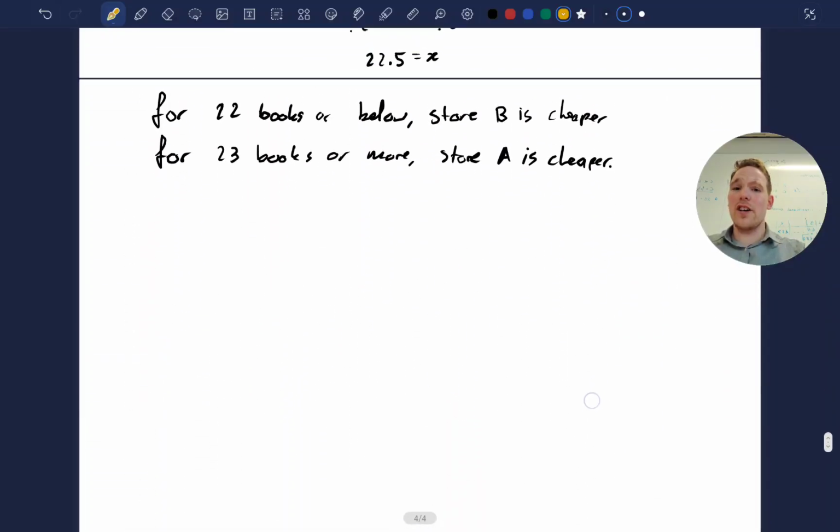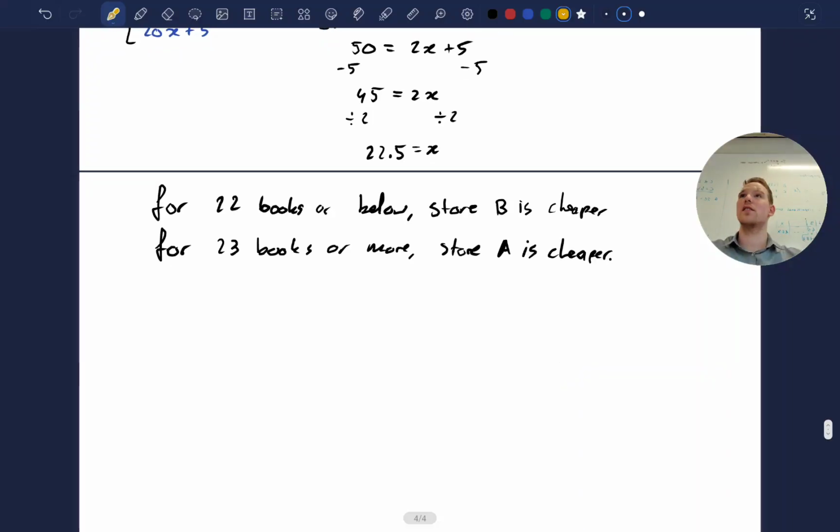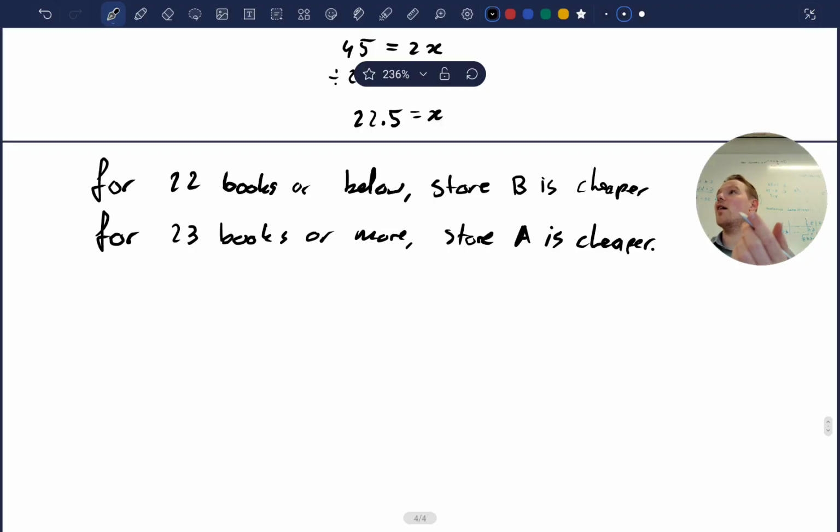Finally, any other arguments why you might want to consider one bookstore over the other? Yes? The books are better quality. Yeah, a very good suggestion. Maybe one bookstore has better quality, or maybe better customer service. Maybe they offer a longer warranty. These are things that we don't know about, but that might influence someone's choice.